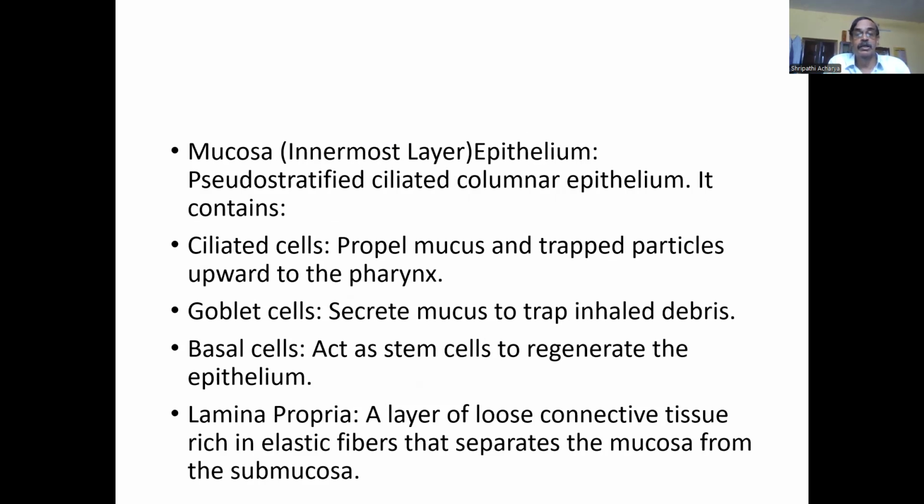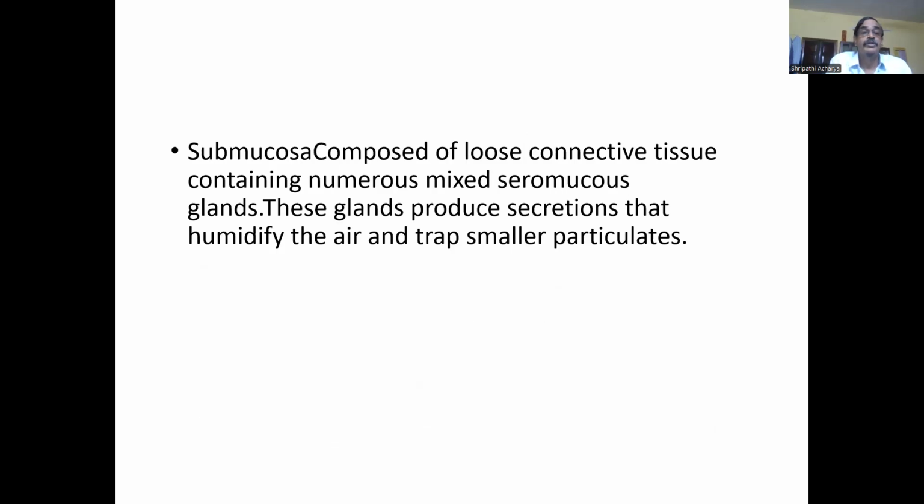Lamina propria, a layer of loose connective tissue rich in elastic fibers that separates the mucosa from the submucosa. Submucosa, composed of loose connective tissue containing numerous mixed seromucous glands. These glands produce secretions that humidify the air and trap smaller particles.